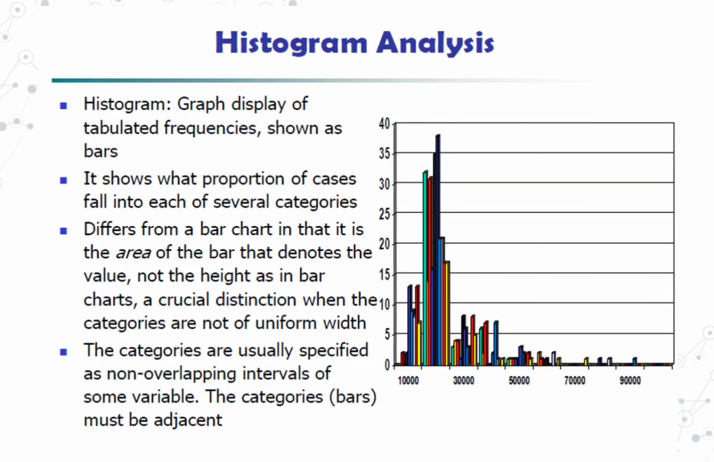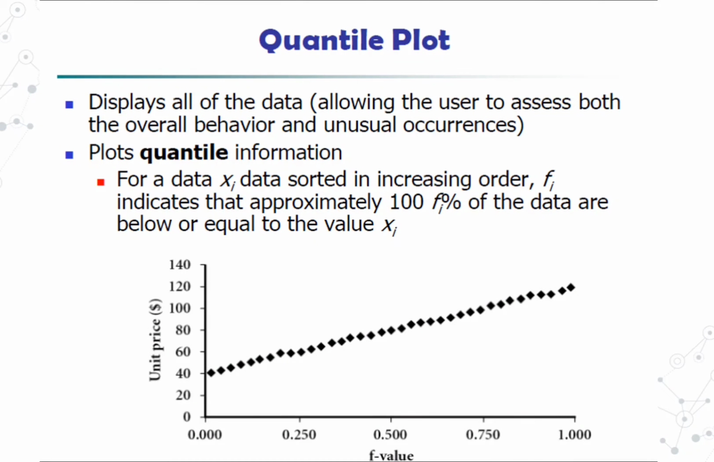Next is the quantile plot. It displays all of the data, allowing the user to assess both the overall behavior and unusual occurrences. It plots the quantile information. For example, in the image below, for data X sorted in increasing order, approximately 100 f percent of the data are below or equal to the value of X.